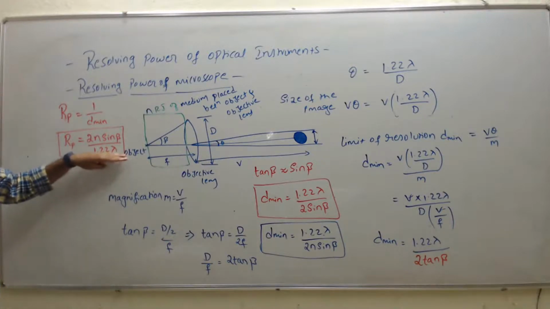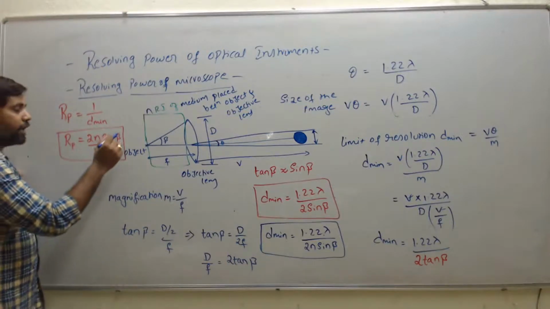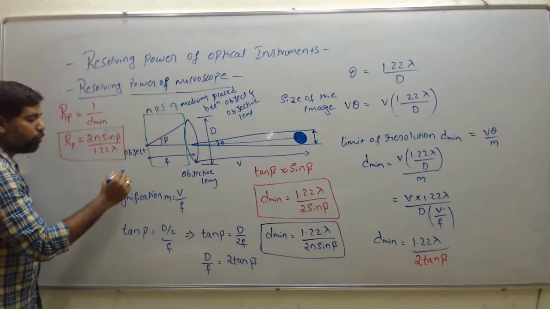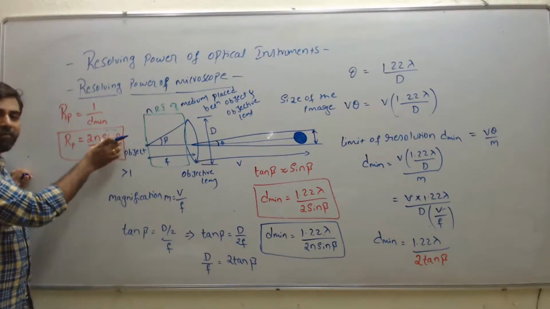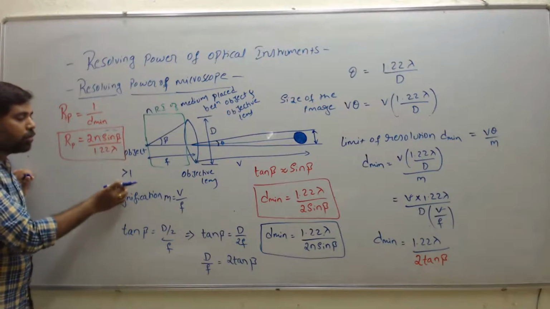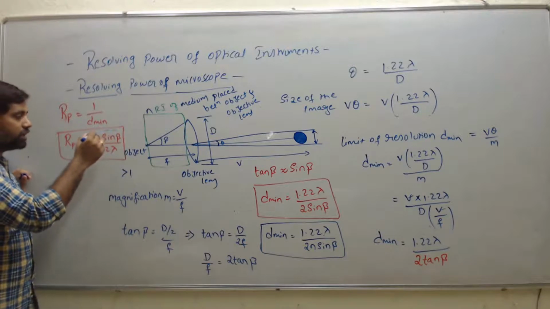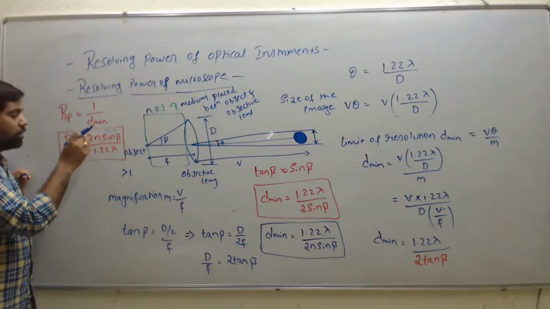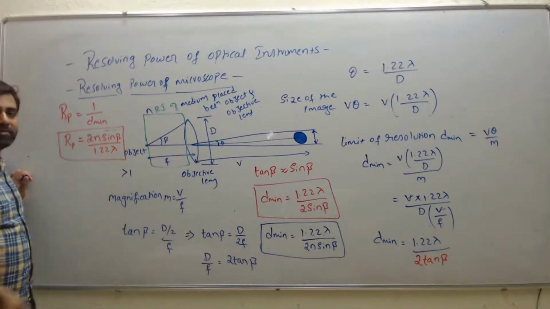Here also, if we increase the wavelength, the resolving power decreases. To increase the resolving power of the microscope, we can't increase the sin beta value more than 1, because it varies from 0 to 1. So the only way to increase the resolving power of the microscope is by increasing the refractive index of the medium.